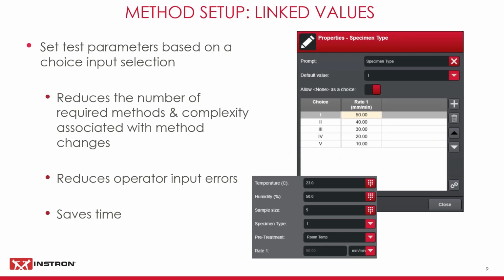Building off of choice inputs, next we'll talk about linked values. Like choice inputs, this feature can reduce the number of methods required for your lab and minimize the potential for operator errors. A linked value is a testing parameter that is linked to a choice input. In this example, we have 5 different specimen types, and each specimen type calls for a different testing machine rate. The screenshot at the top shows how to set this up in the method, and the screenshot down below shows what the operator would see. By selecting a specimen type, the rate, which you can see is grayed out, will automatically change based on the table that was set up in the method.